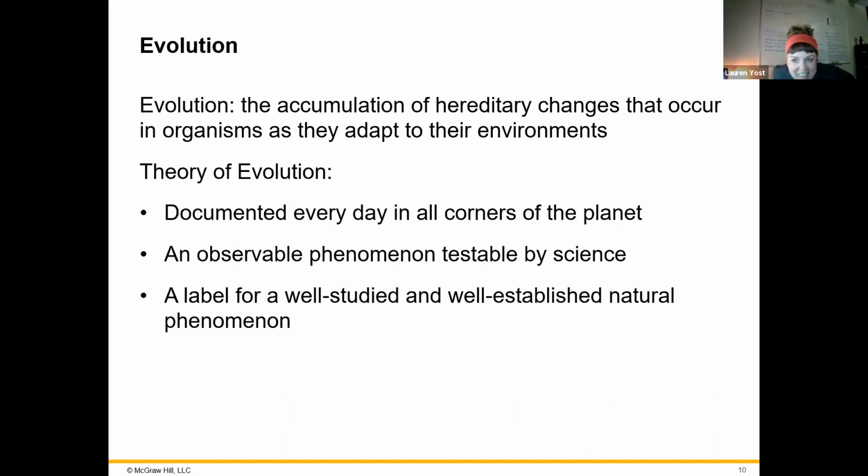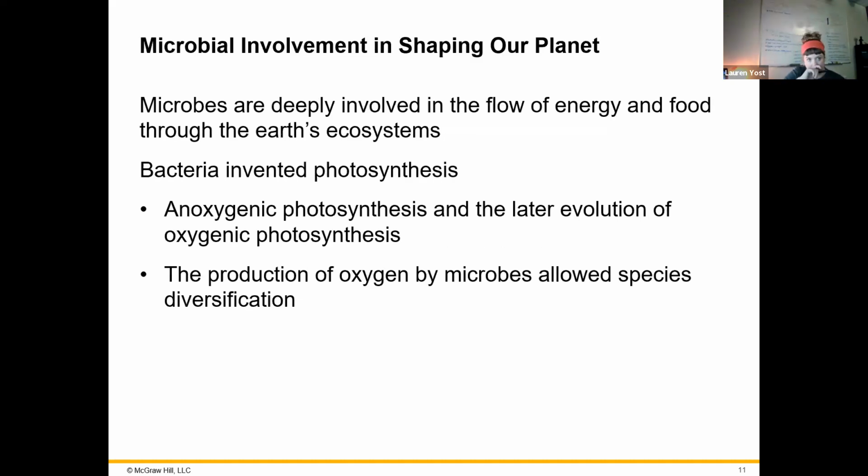So there is evolution. It's been documented in all corners of the planet, and it's testable with science. We see it in the microbes. They give us the proof that it is something that's happening. It's way more difficult to observe this in larger animals that take a lot longer to reproduce, but it is there and it does happen. We're talking about not a period of 10 or 100 years. We're talking about millions of years, billions for eukaryotes.